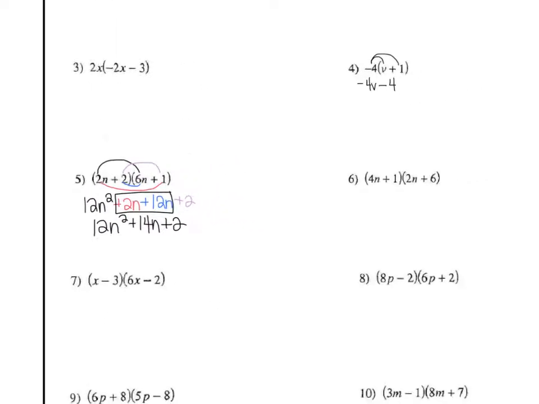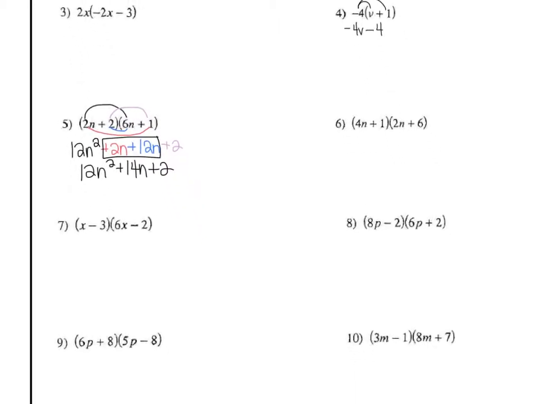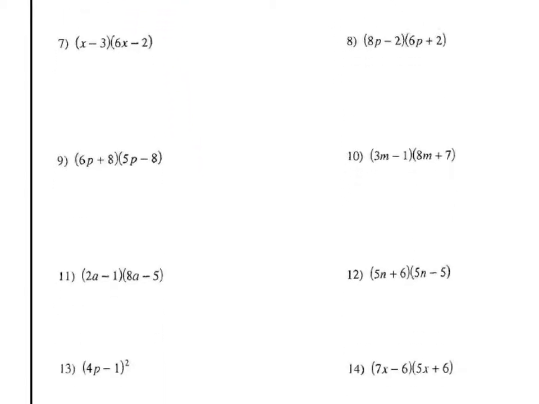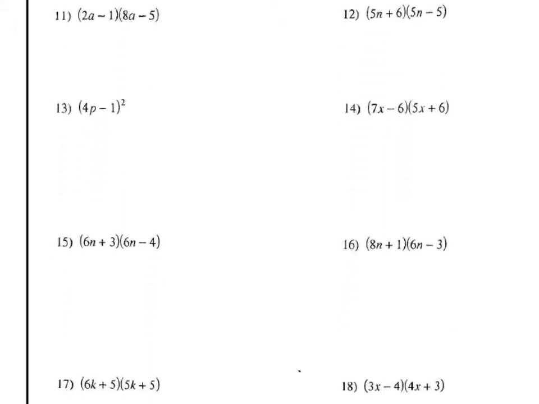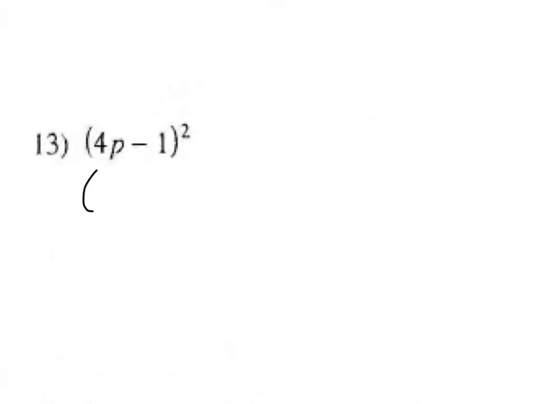Scrolling on down, we're just going to try one more together before you start practicing on your own. We're going to scroll all the way down. Let's look at number 13 really quick. We did talk about this type of problem in vertex form when we saw that square. When you square something, it means you multiply it by itself. So in the case of 13, before you start simplifying that or multiplying, you're going to go 4p minus 1. You're going to write it not just one time, but twice. And then it becomes just like the other problems.